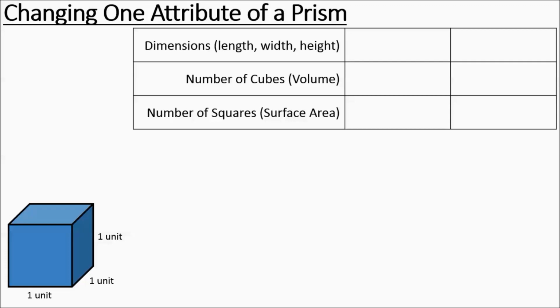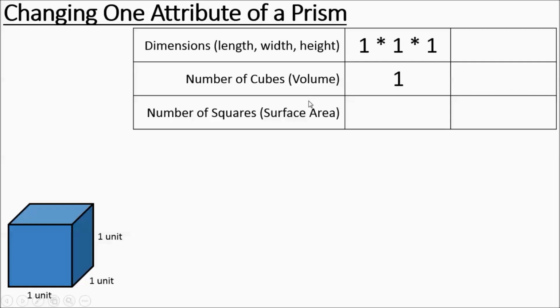So this first one, we have a 1 by 1 by 1 cube. If you look down here, you've got a length of one, a width of one, and a height of one. It could be inches, centimeters, feet, it doesn't matter, we're just calling it units right now. The number of cubes, which is also thought of as the volume, right now is just one cube, so it's a volume of 1. And if you do length times width times height, you get 1.